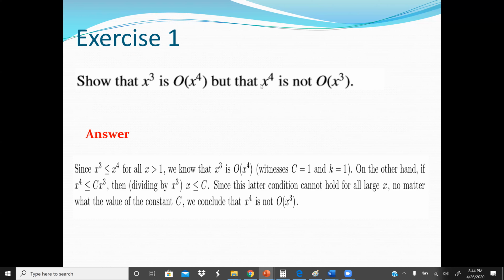As we can see here, we have s cubed and s^4. As s increases, surely s^4 will always be greater than s cubed if the s value is greater than 1. If the s value is less than 1, s cubed will be greater than s to the power 4. If it's equal to 1, then s cubed is the same as s^4. But if it's greater than 1, that's our witness: c is 1, k is 1. Then we know that s cubed is a big O of s to the power 4.